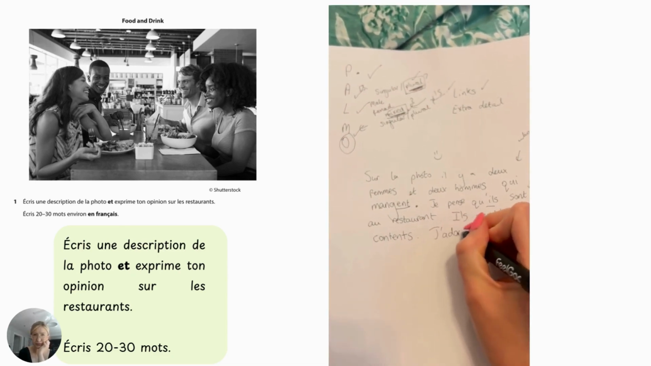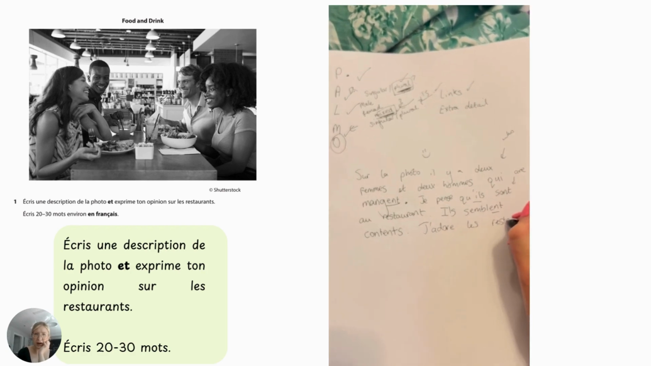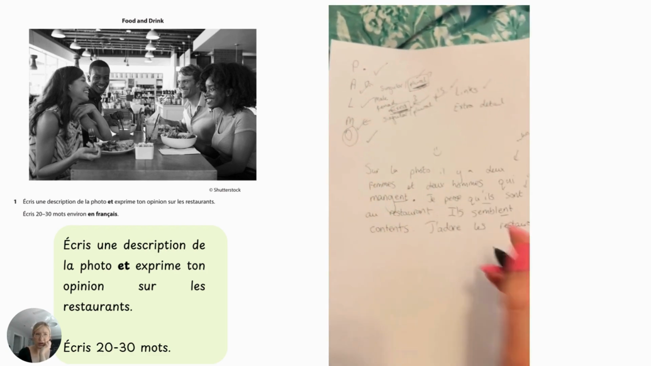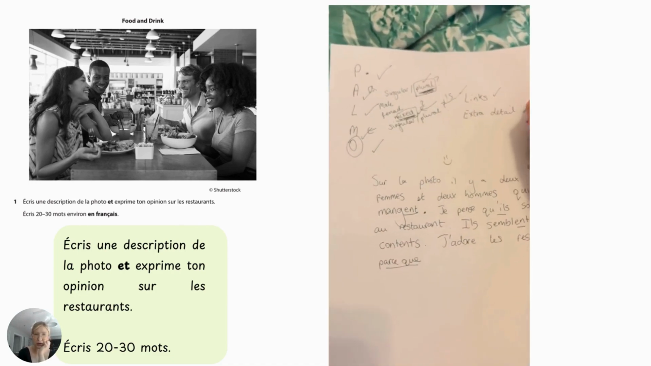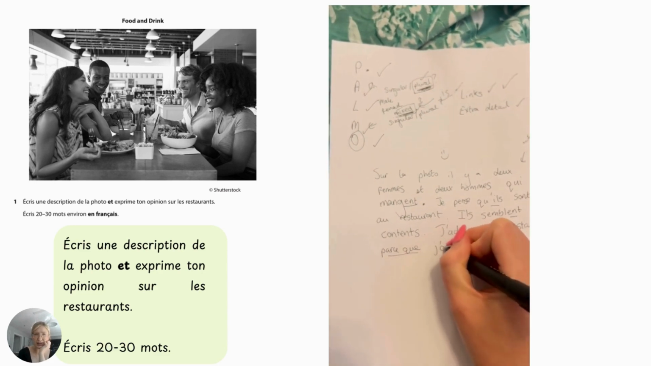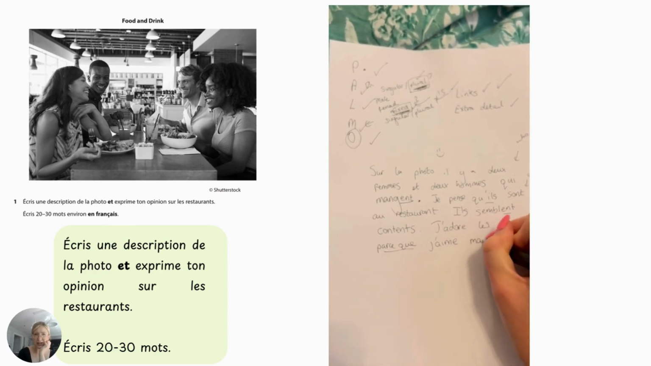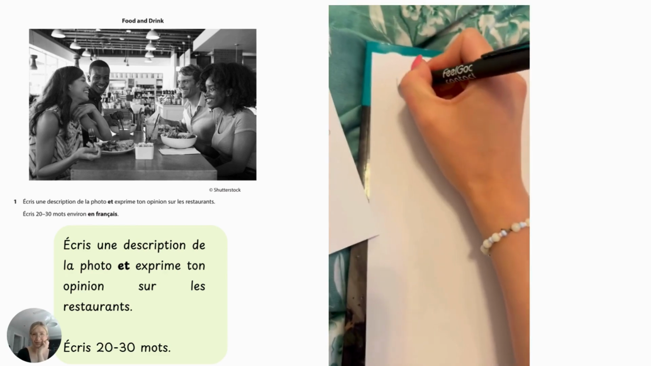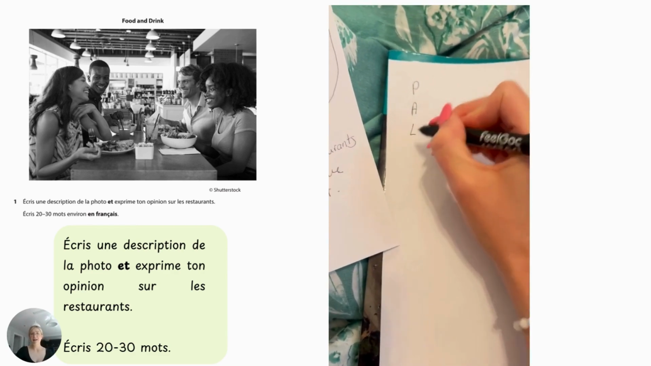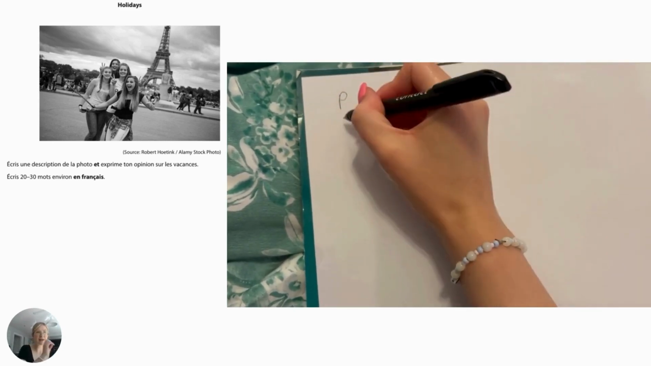So now just for the opinion. So I've written j'adore les restaurants. I love restaurants. Again, just writing j'adore and copying from the question les restaurants. Now parce que, giving a reason, just for that extra bit of detail. Easy reason, j'aime manger. I like to eat. Et voilà. Okay.